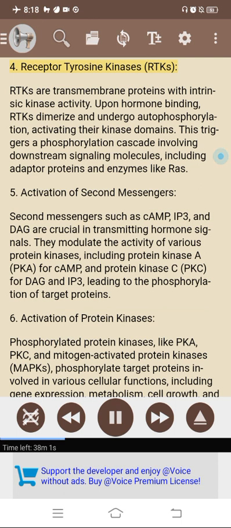4. Receptor tyrosine kinases (RTKs). RTKs are transmembrane proteins with intrinsic kinase activity. Upon hormone binding, RTKs dimerize and undergo autophosphorylation, activating their kinase domains. This triggers a phosphorylation cascade involving downstream signaling molecules, including adaptor proteins and enzymes like Ras.